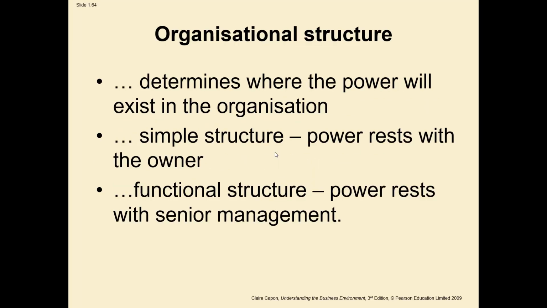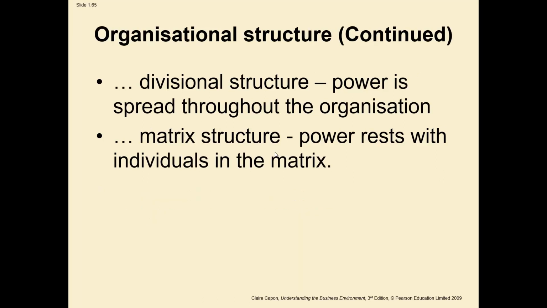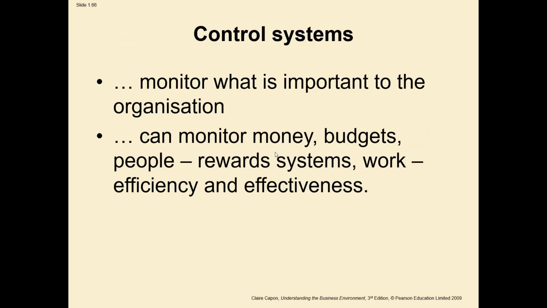The organisation structure then determines where the power will exist. Is it a simple structure, where the power rests with the owner? Is it functional, where the power rests with senior management? In a matrix structure, the power is spread throughout the organisation, because of the task structure, which is focused on the groups and projects actually being done. In a divisional structure, power is spread throughout the organisation. In a matrix structure, power rests with the individuals in the matrix working on the tasks.